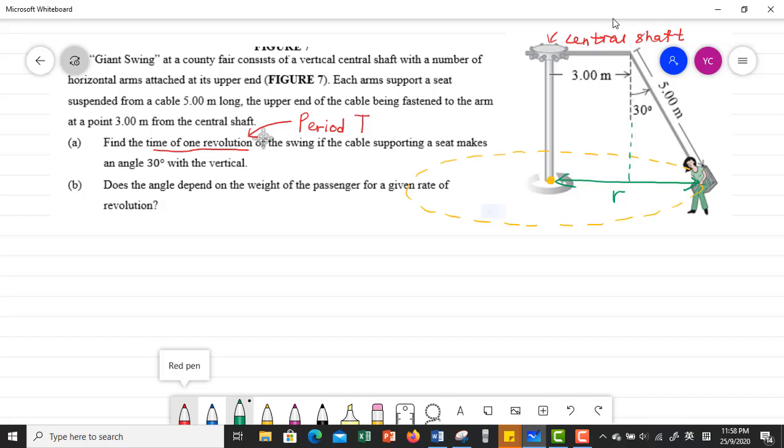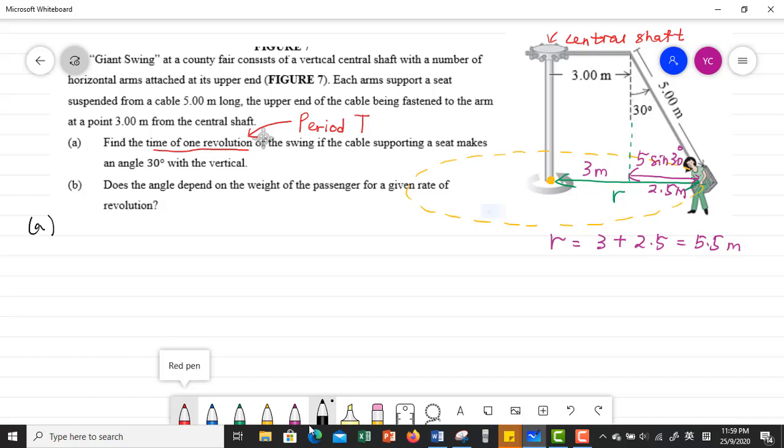The radius is a combination of 3 meters here and also the distance here. This distance can be determined by using 5 sine 30. So 5 sine 30 is equal to 2.5 meters. So the radius of the circle will be 3 plus 2.5, which is 5.5 meters.